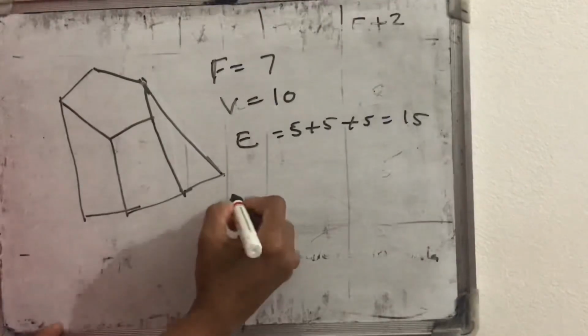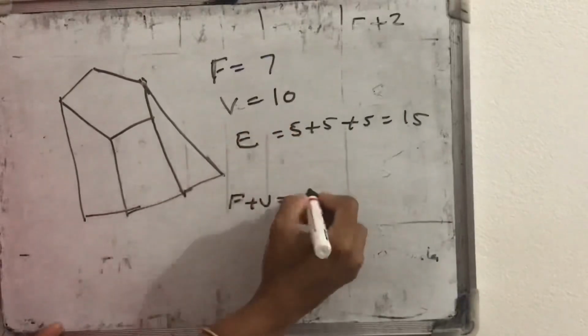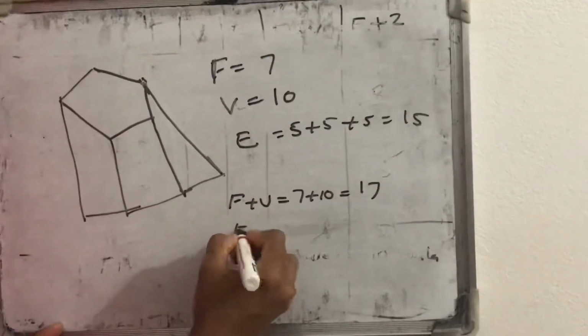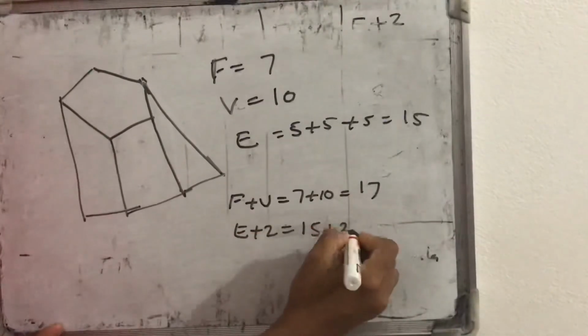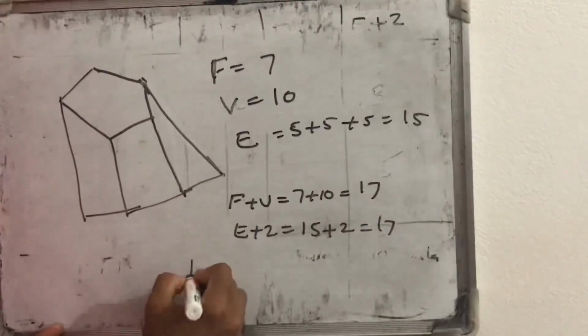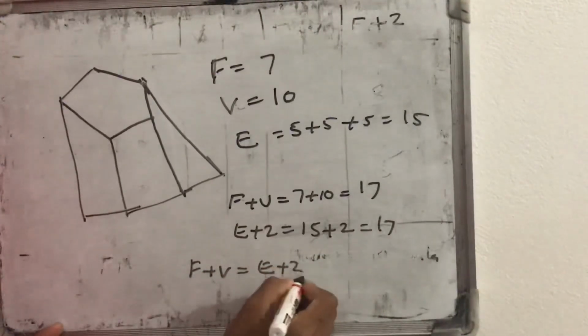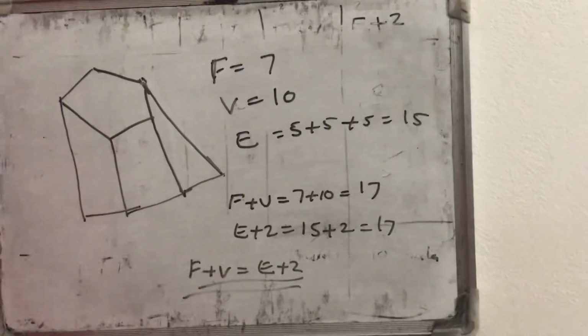Okay, now find out f plus v. F plus v is equal to 7 plus 10, that we will get 17, and e plus 2, e is 15, 15 plus 2 we will get 17. So we got here f plus v equal e plus 2. So we verified Euler's formula in the case of this solid.